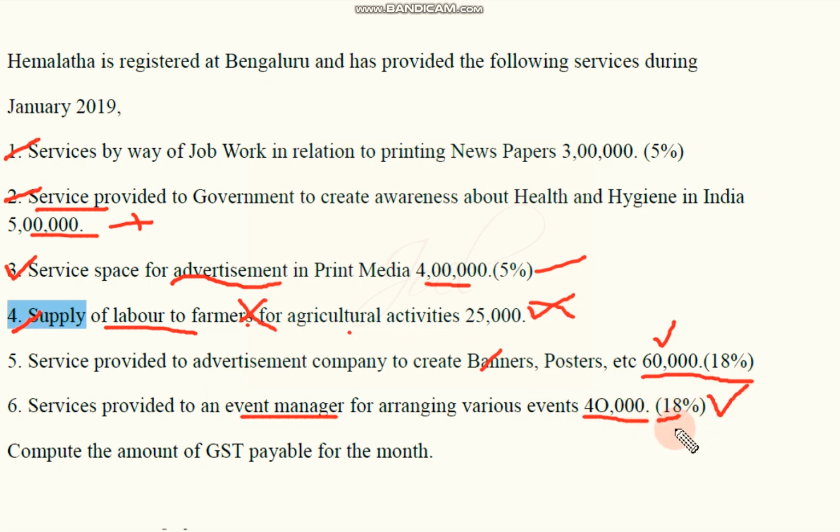7,200, divide it equally into two parts. That means 7,200, when we are dividing it, you will get 3,600. So this is the way we are going to solve the problem.